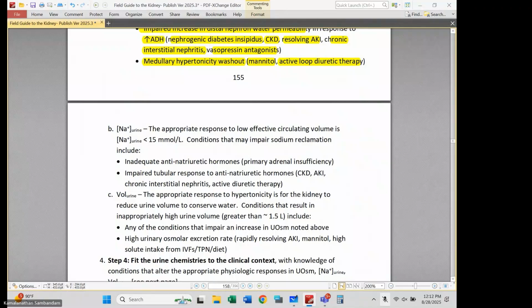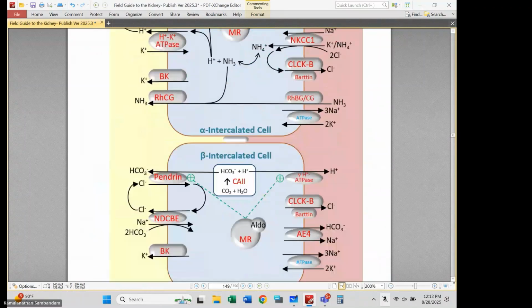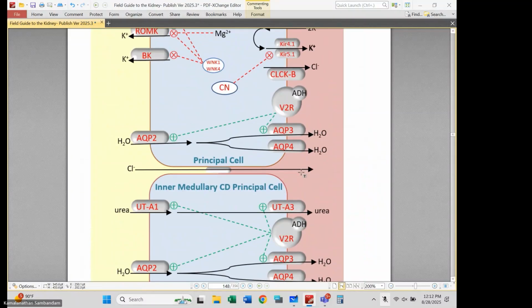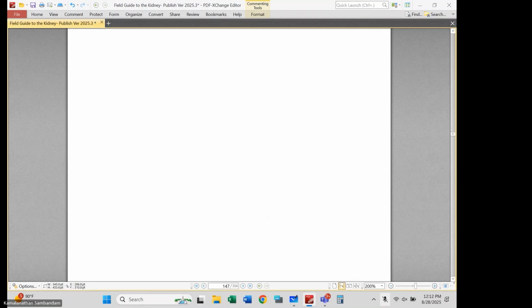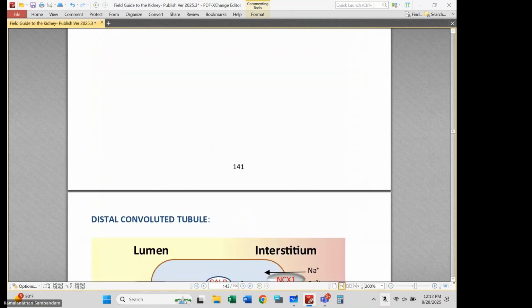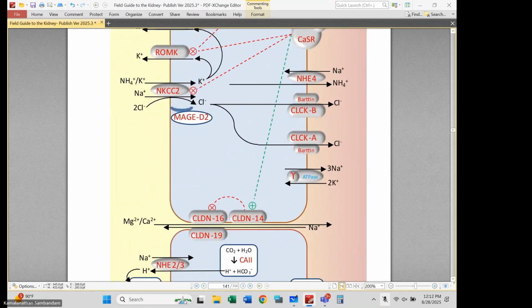Active loop diuretic therapy is another one that we should spend a little bit of time on. About half of the tonicity in the medullary interstitium is contributed by urea. The other half is sodium and potassium salts. That concentration of sodium and potassium salt depends on an intact thick ascending limb transport mechanism.